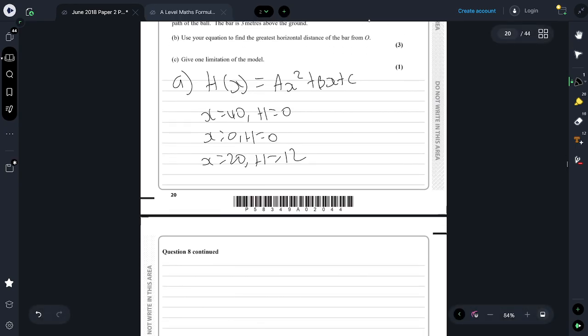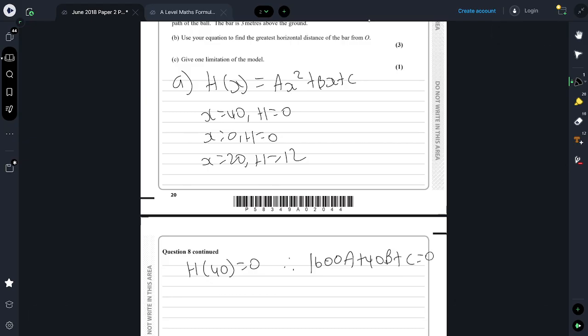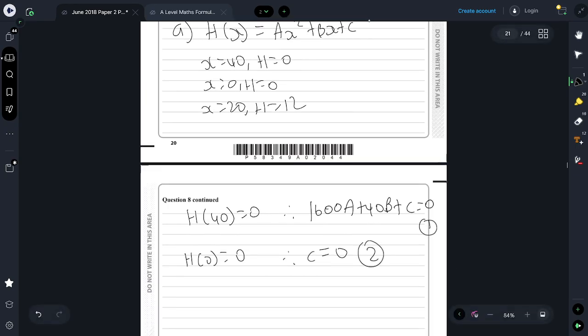Okay, so let's do the first one. So we know that h of 40 equals 0. So therefore, 40 squared times a. Well, what's 40 squared? 1,600a plus 40b plus c equals 0. Cool. That's equation 1. And then we also know that h of 0 equals 0. Therefore, 0 squared plus 0 plus c. Well, c equals 0. And that's the second one.